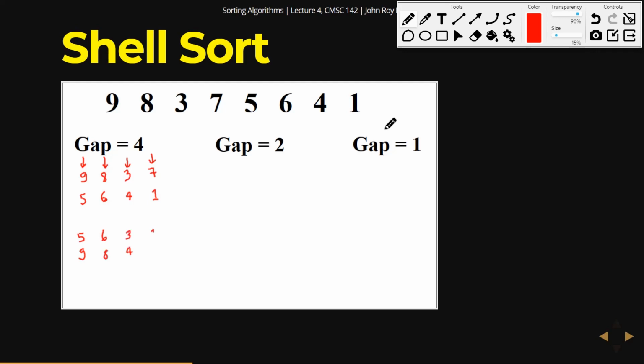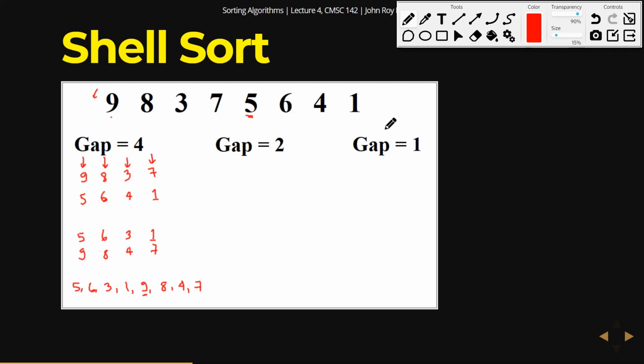And then this one becomes 1, 7. Okay. After doing that, this will be our new array now. So that would be 5, 6, 3, 1, 9, 8, 4, 7. Now, what did you notice? The sortedness of the array increased because, for example, 5 here moved all the way to the front, while 9 moved back here, which basically made them closer to their correct positions.